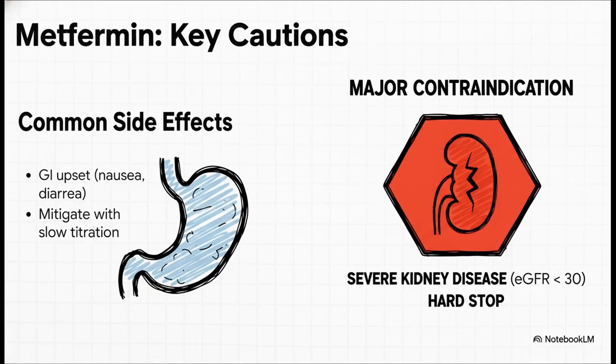Of course, no drug is perfect. You're going to see some GI side effects, mainly diarrhea and nausea. The trick there is to start low and go slow with the dose. And if someone's on it for years, keep an eye out for B12 deficiency. But the one thing you absolutely cannot miss, the hard stop, is renal function. Metformin is contraindicated if the eGFR is less than 30 because of the risk of lactic acidosis.